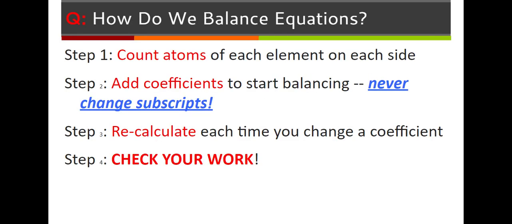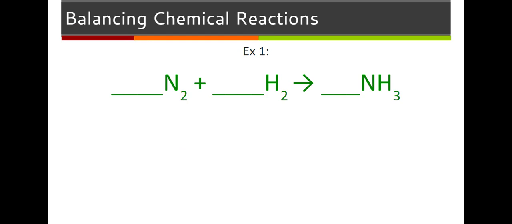Okay? So the steps for balancing equations, there are 4. Count the atoms of each element on each side. Add the coefficients to start balancing. Never change the subscripts. You can change coefficients, but you cannot change the subscripts. And then you have to do the math all over again each time you change a coefficient. And then you're just going to check your work.